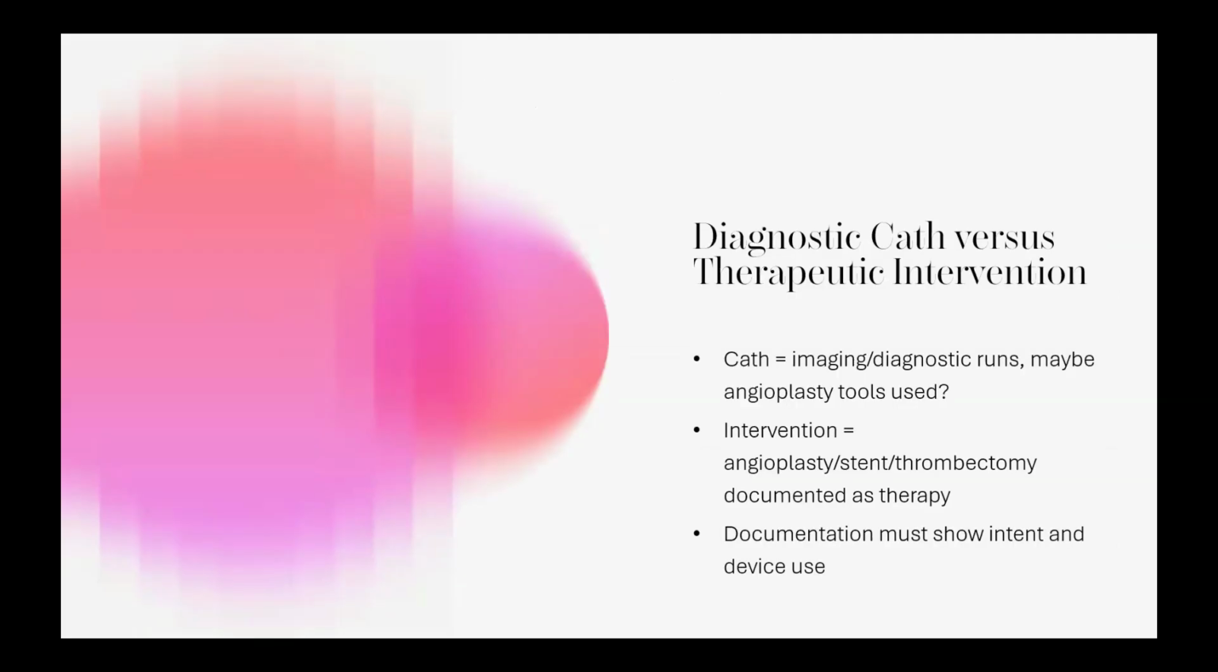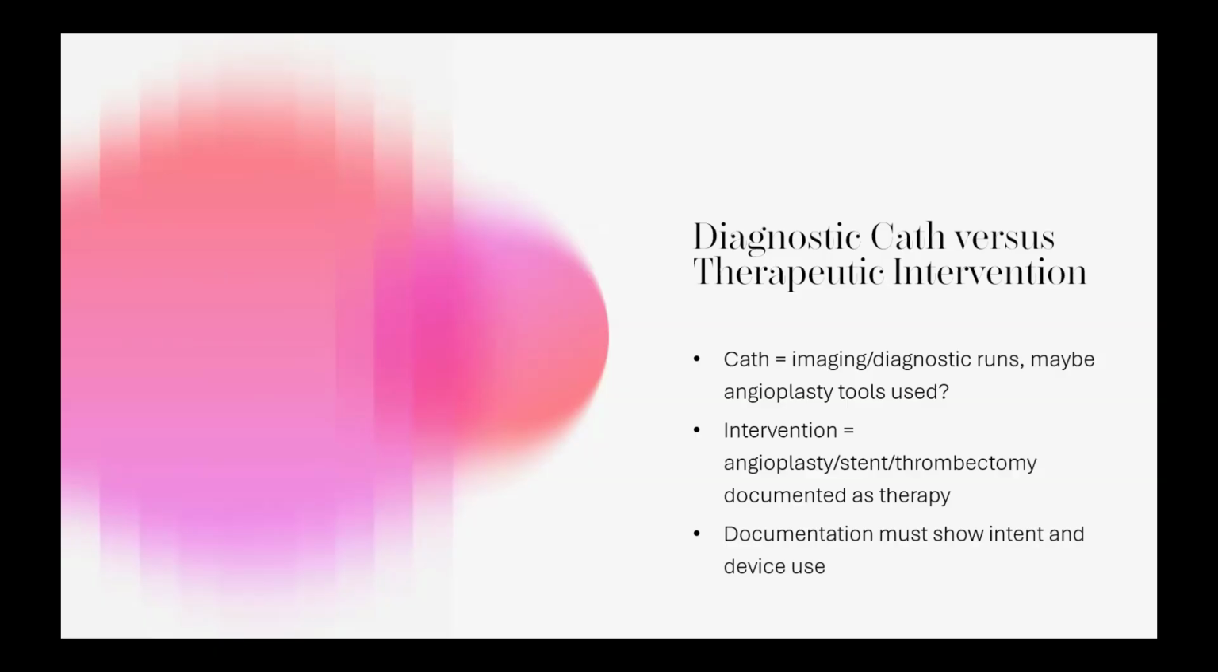Now we have the big coding split. Diagnostic catheterization is imaging focused. They inject the contrast, take runs, maybe do pressure measurements. Intervention is when they use tools to change the anatomy or blood flow. Angioplasty, balloons, stents, thrombectomy devices. If the report documents dilation, deployment, or device names, your coding shifts into the intervention bucket.